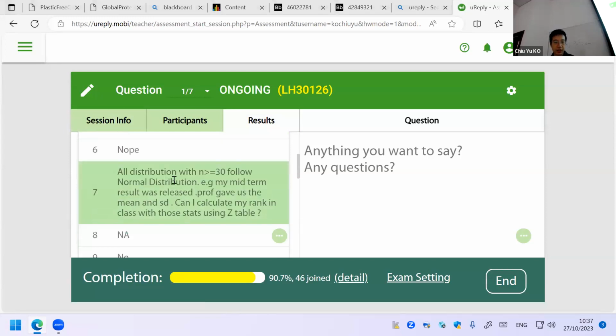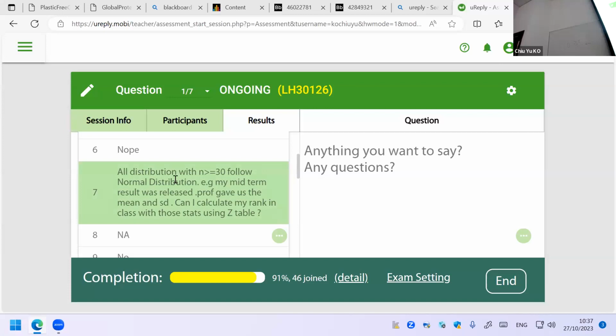So, a very good question here: do all distributions with n over 30 follow normal? It's not exactly, but you can say so, because usually what we learn is like that. But say uniform with n more than 30, I guess what it means is the sample mean, right? The sample mean from any distribution, when n is more than 30, follows normal. This is the central limit theorem.